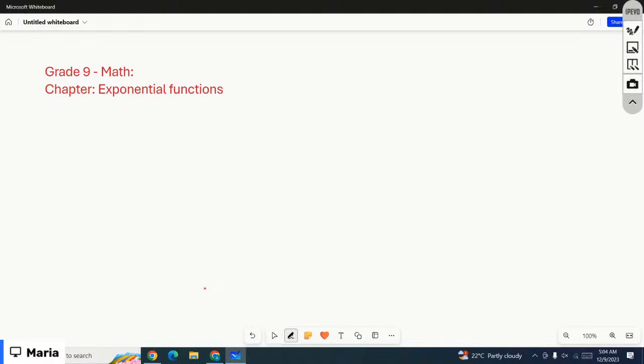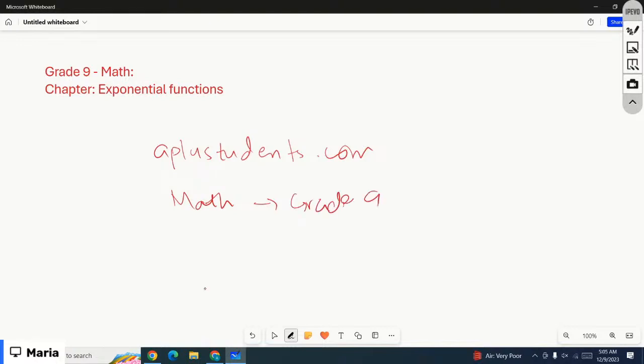So you can find all the lessons on aplusstudents.com. You have to log in there using your email address and the password provided by the administrator. Then you have to select math from the subject tab. Scroll down to grade 9 and then click on view all lessons. There you can find a list of the chapters. We're going to start with the chapter exponential functions.